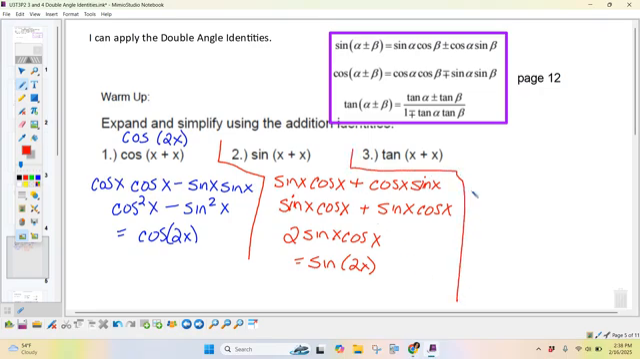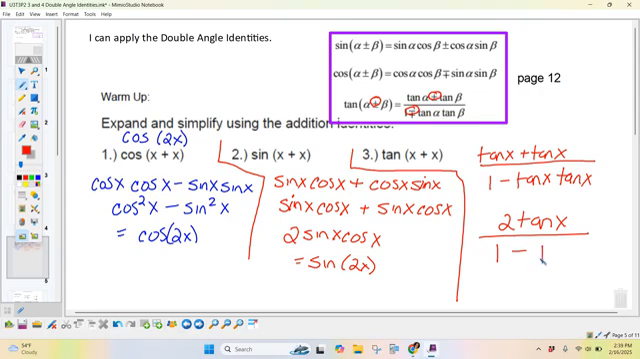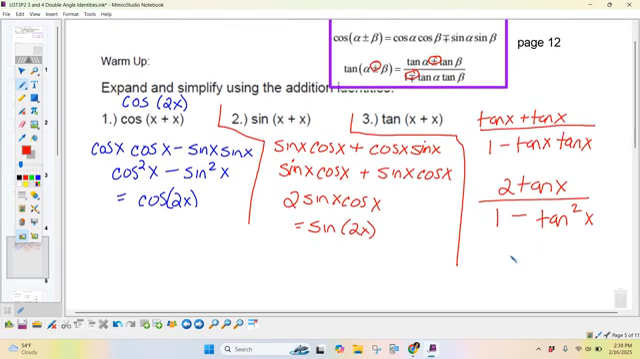Now for tangent, that's going to give us tangent x plus tangent x divided by, plus on the top. So we take the top, and the numerator is plus, the denominator is minus. So tangent plus tangent makes two tangents. 1 minus tangent times tangent is tangent squared. Just like our other identities, so this is tangent 2x. I can also think of tangent 2x as sine divided by cosine. So that would be sine of 2x divided by cosine of 2x.